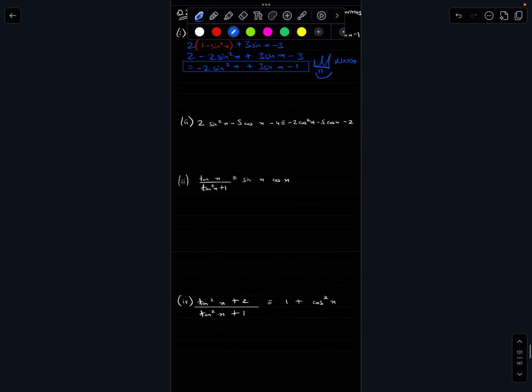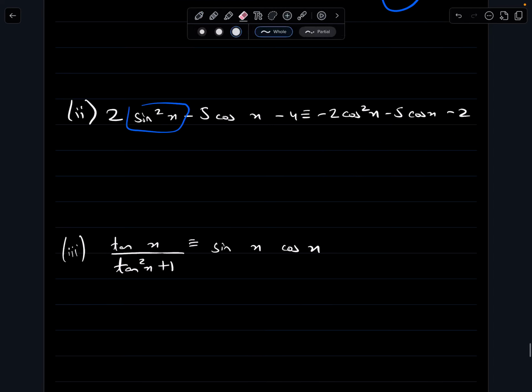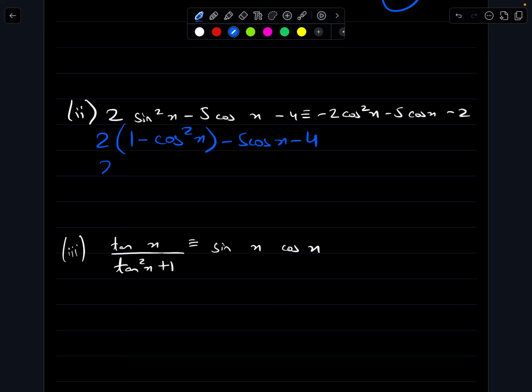Moving on, we have this. Now realize everything on the right hand side is in terms of cos. So we'll convert the sin in terms of cos. So we have 1 minus cos square x minus 5 cos x, which remains unchanged. Expanding the brackets gives us this. I'll just highlight this part so you recognize what I replaced.